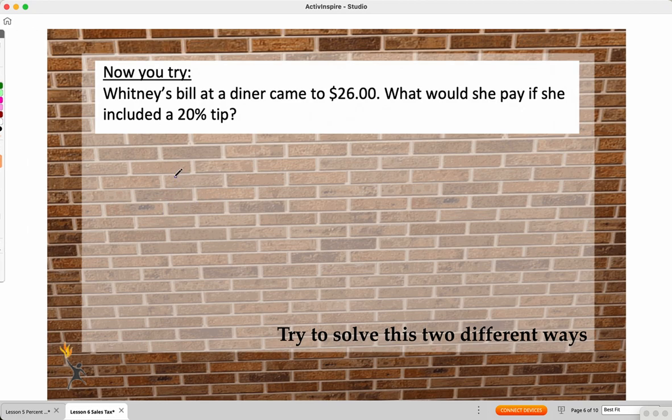All right, so same as before, we're going to multiply 26, but this time I'm going to multiply by 1.2. And I find out that her bill is going to be $31.20. Now, there's another way to think of it. I don't like it this way, but I want to show it to you just so some of you guys can think it out. Could I do this a slightly different way?